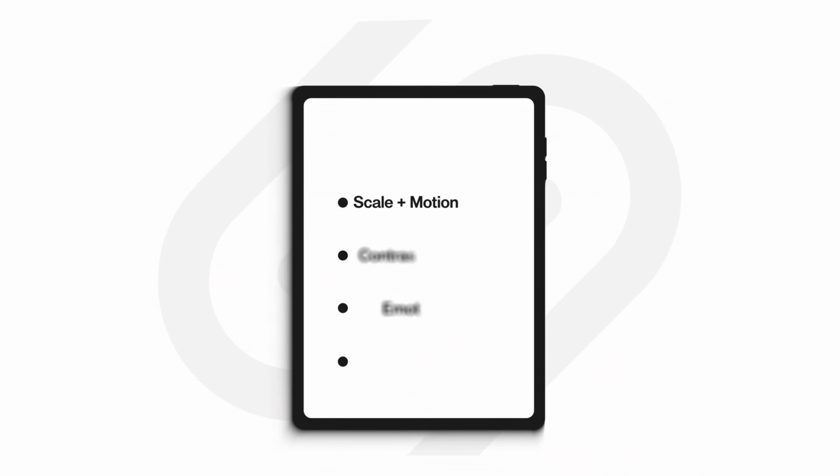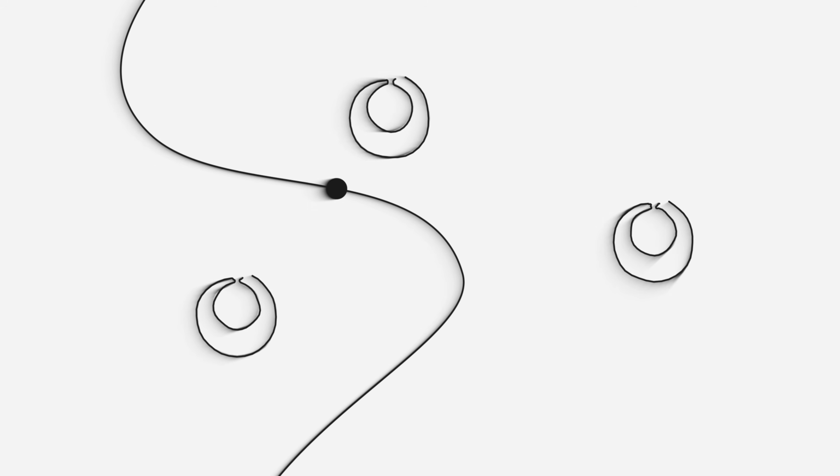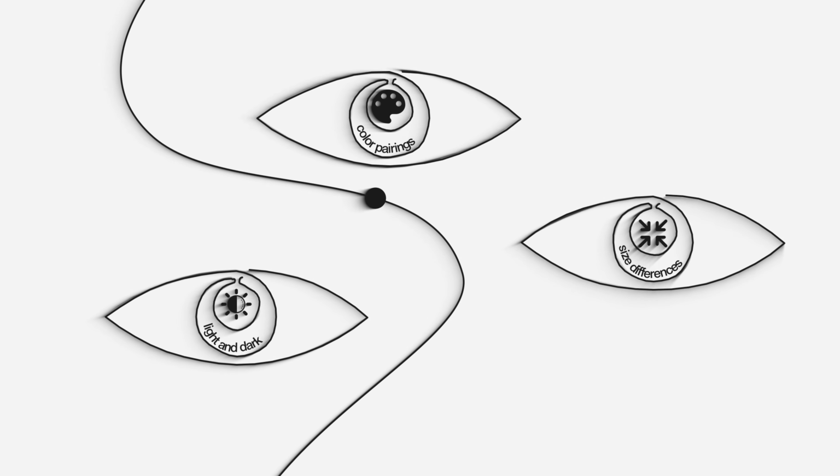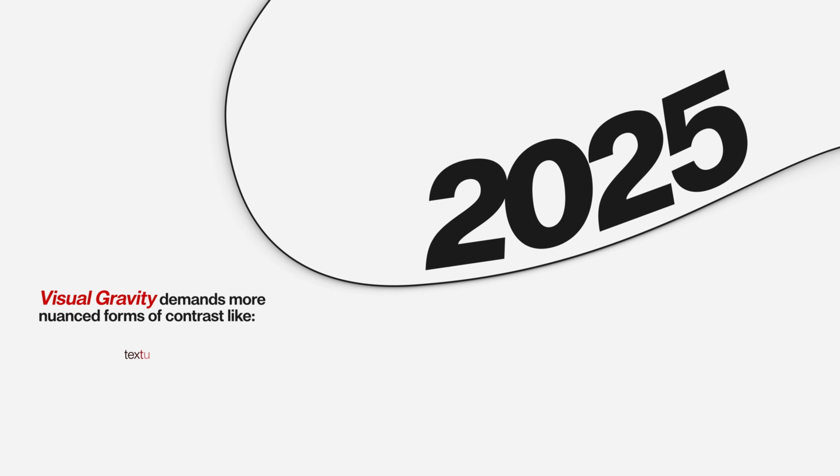Now, the second part of the graphic design rule of visual gravity in 2025 is contrast. But not in the traditional sense, this is contrast 2.0. For years, we've relied on contrast through light and dark, color pairings, and size differences to direct the viewer's eye. And that still works, of course. But in 2025, visual gravity demands more nuanced forms of contrast. So things like texture contrast, motion contrast, and even the contrast between AI-generated elements and human-crafted design.